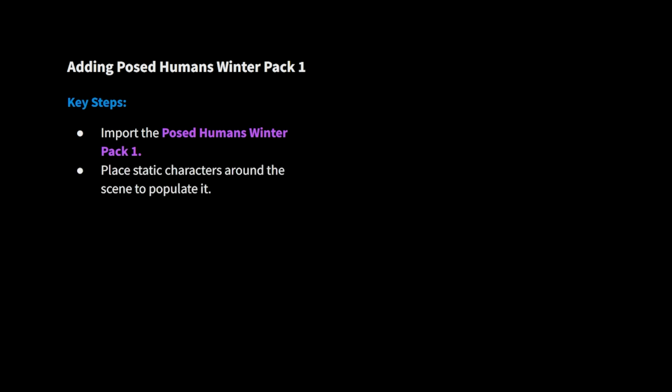Then we will add posed humans to make this environment a little bit more vivid. We'll use the Posed Humans Winter Pack 1 to make the scene look more lively and populated. These characters won't have animations, but they will enhance the overall atmosphere. Import the Posed Humans Winter Pack 1 into the project. Place the static characters around the scene strategically to create the impression of a busy, festive environment. And you will have a beautiful scenery.